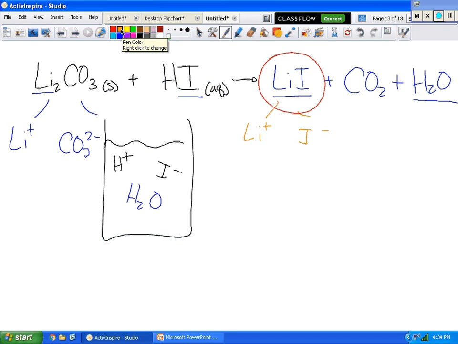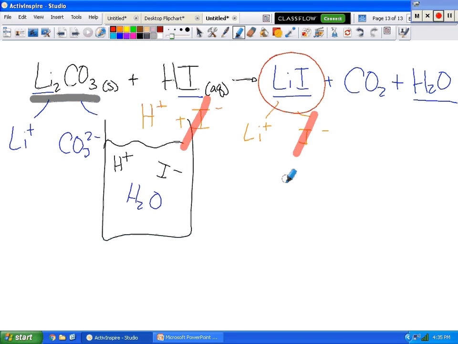Now remember, cross out anything that doesn't change. This is a solid right here, right? So this doesn't change. So lithium went from a solid to what? So it's got to stay. Hydrogen went from its ion to what? Water. So it's got to stay. Iodine did what? Nothing. It was hanging out and got in the way. That is the net ionic for this reaction.